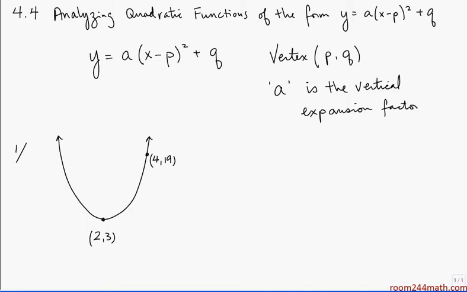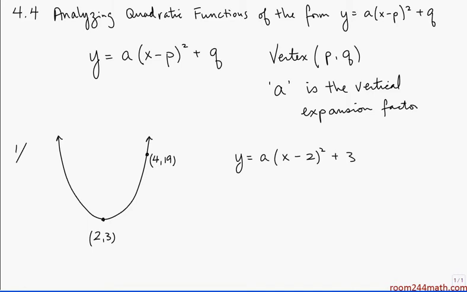How do you start? Well, you start with the vertex. The x-coordinate is p, the y-coordinate is q. So right away you can write y equals a(x minus 2) squared plus 3. All you're doing is substituting the x and y-coordinates of the vertex for p and q. To find a, you need that one other point, and remember, every point on a parabola is a solution to a quadratic equation. The infinite number of points on the parabola represent the infinite number of solutions to the equation.